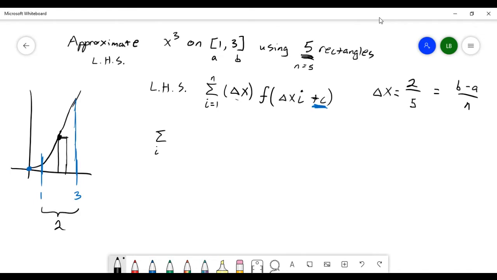So in our specific case, we would have the sum from i equals 1 to 5. Delta x is 2 divided by 5. Then we would have f of delta x times i plus some c value. If we let i equal 1, then 2 over 5 times 1 is 2/5, so we need to add 3/5 to make sure that our first rectangle should be f of 1. Make sense?